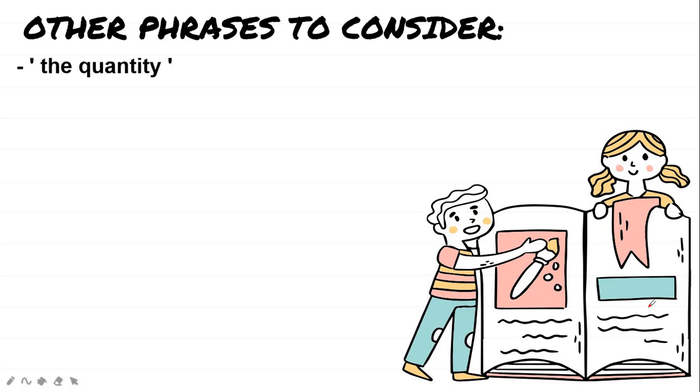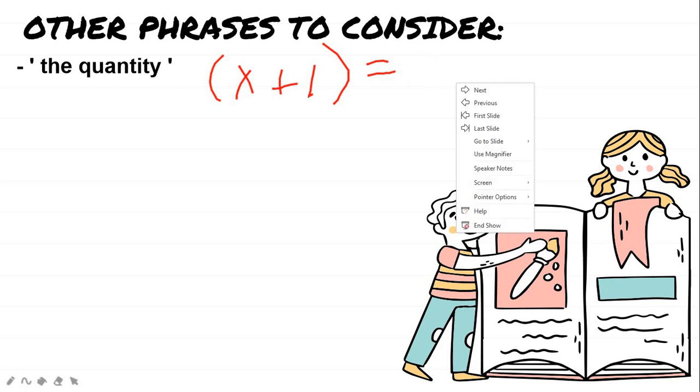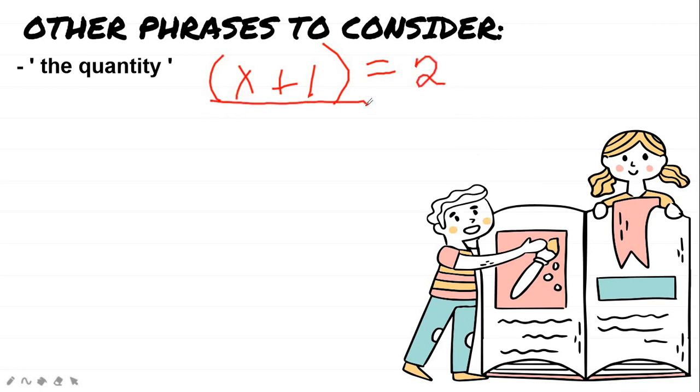So we have the quantity. When we say the quantity, for example, the quantity of x plus 1 is equal to 2. So this is the quantity, enclosed in a parenthesis. Next we have square. It was mentioned earlier in other mathematical symbols. The square means exponent. So for example, a number raised to 2, or the square of a number. Okay?